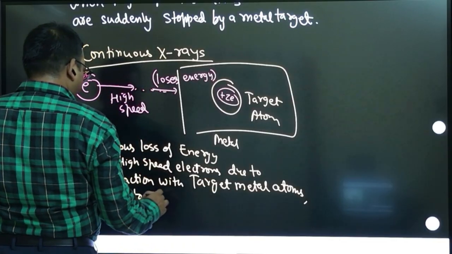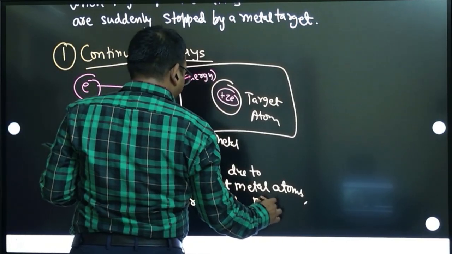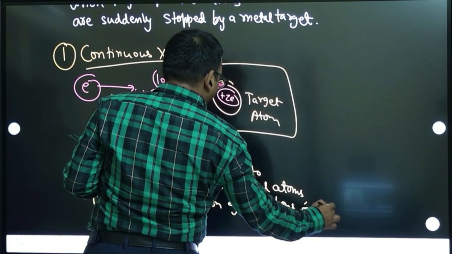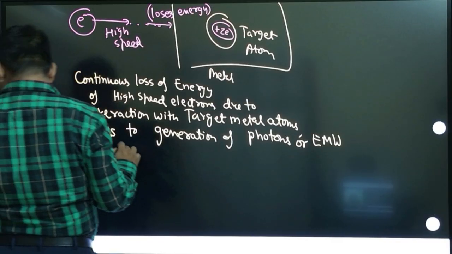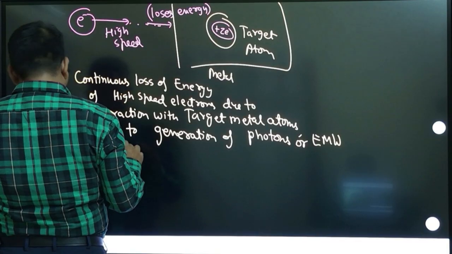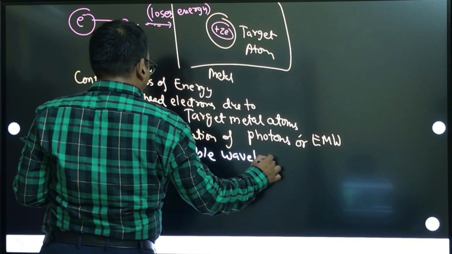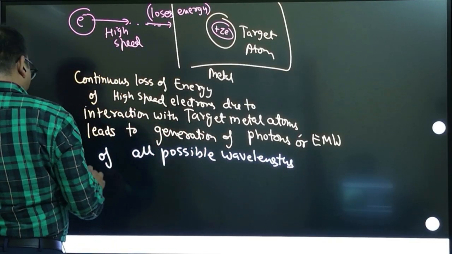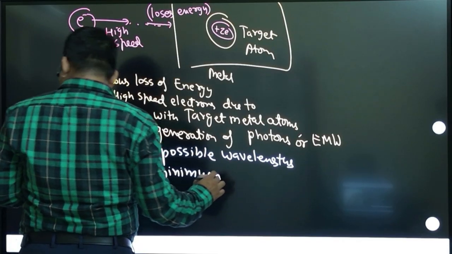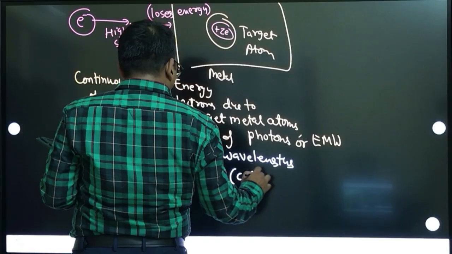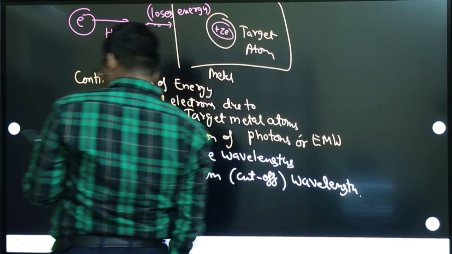the generation of photons, or electromagnetic waves, of all possible wavelengths above a minimum cutoff wavelength.